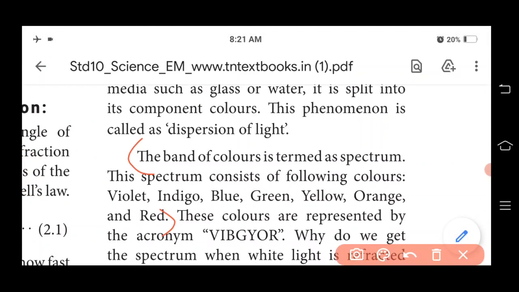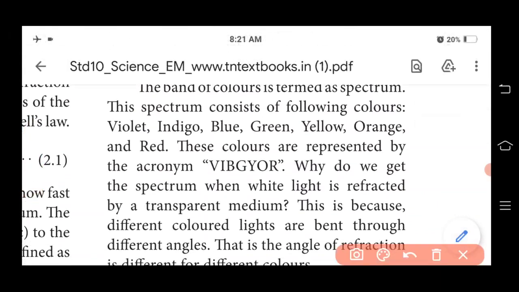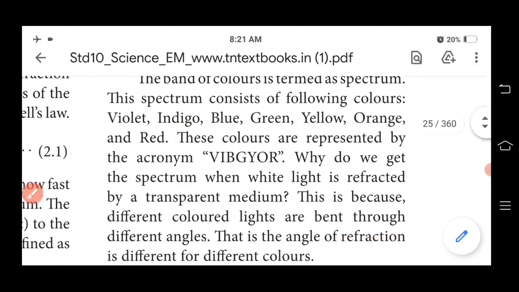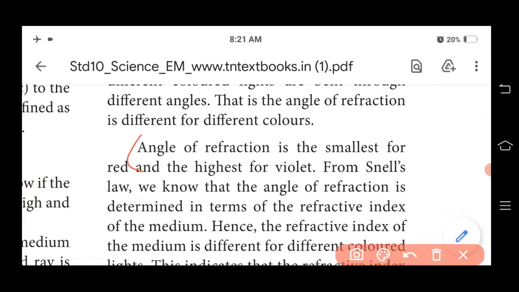The band of colors is termed as spectrum. The spectrum consists of the following colors. So you have to write this and then you have to write the acronymic order VIBGYOR colors, and then you have to write another question: the angle of refraction is smallest for the red and then highest for the violet.